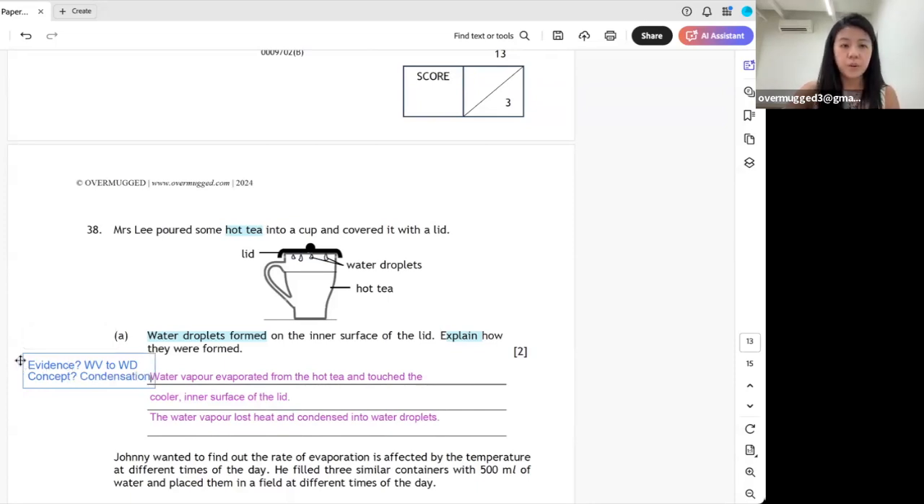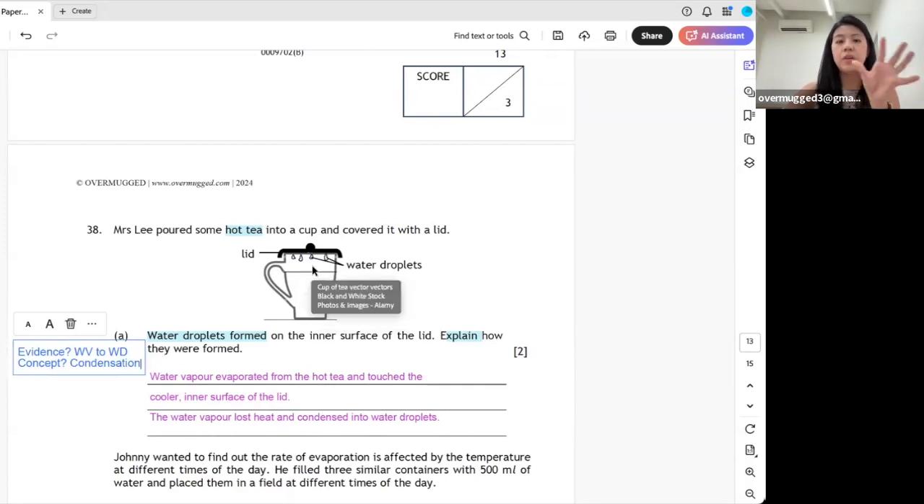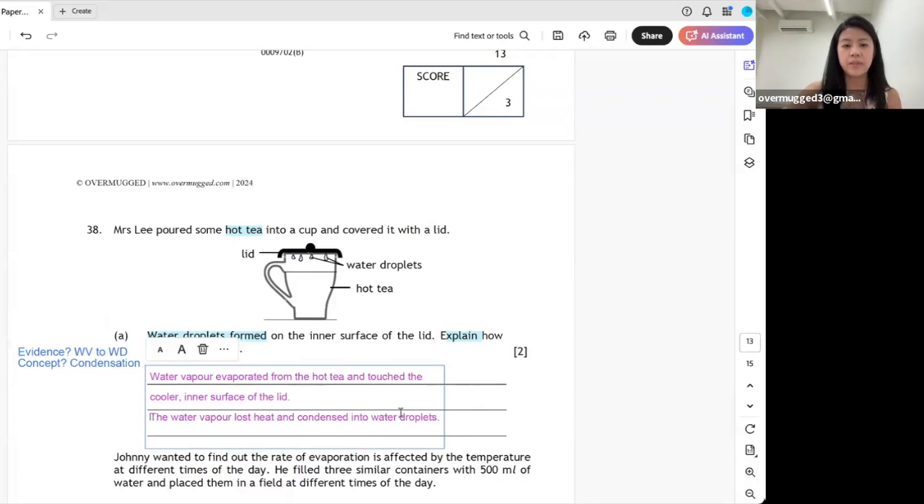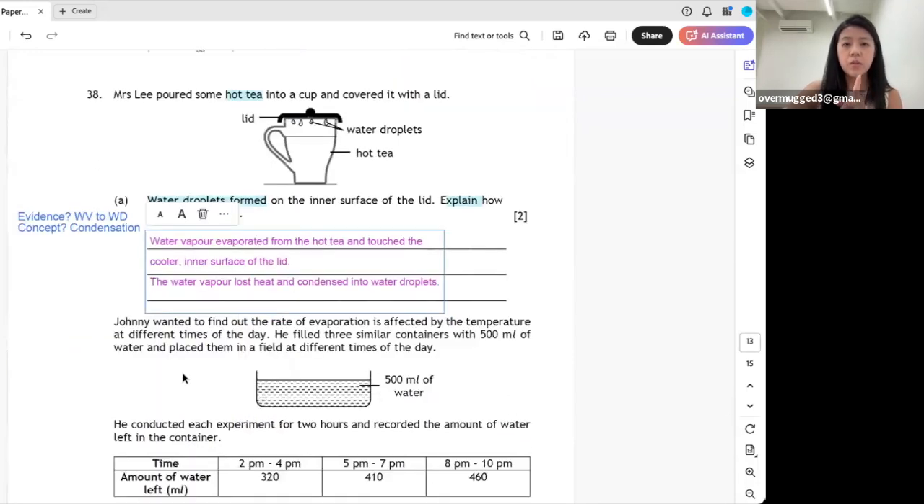Right, so over here, we are going to start off from the hot tea first. It's because the water from the hot tea evaporated. That's why you have water vapor in this middle part here. This water vapor touched the cooler inner surface of the lid. They lose heat and condense into water droplets. So this is the complete answer you should have. Make sure again you explain in a stepwise manner, and use the correct state of matter, so water vapor and then water droplets. Do not use the word steam here because we don't know how hot the tea is. The tea could be at 100 degrees Celsius, or at 90 degrees Celsius. So we don't know whether it's steam or not.